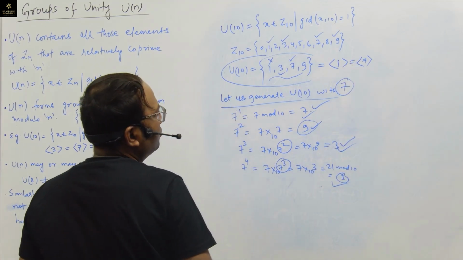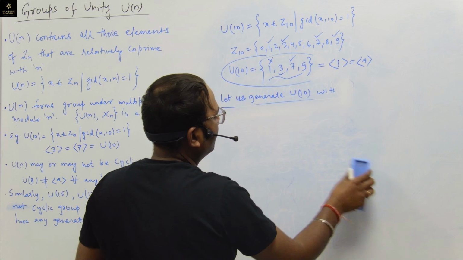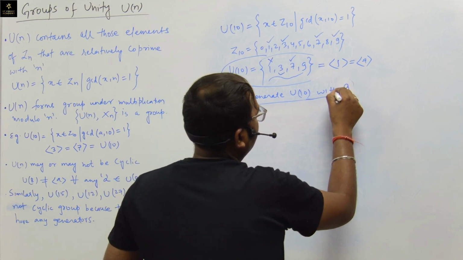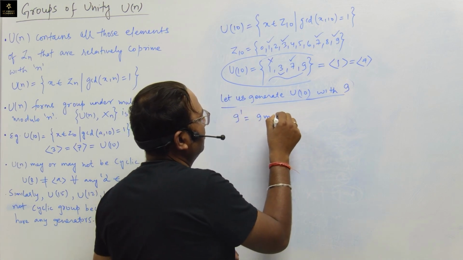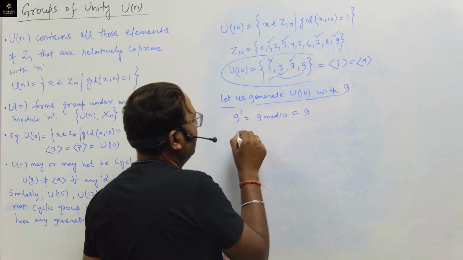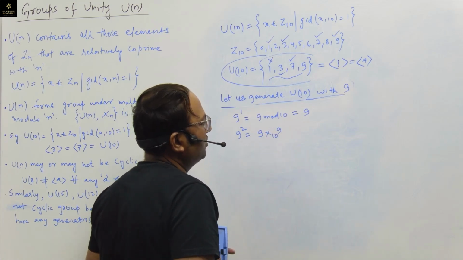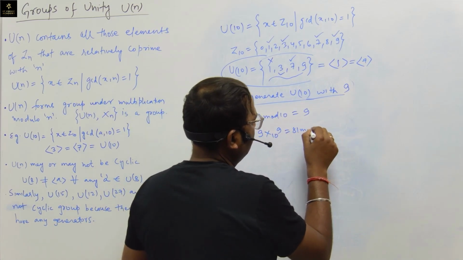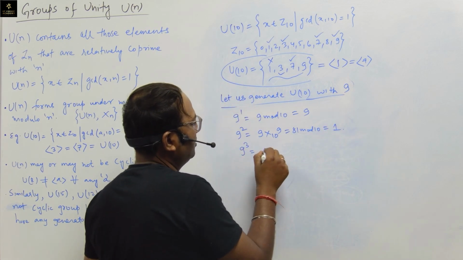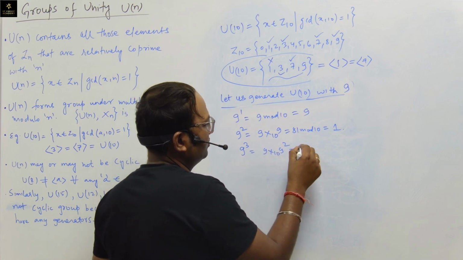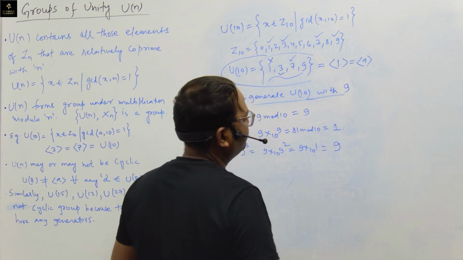Now let us generate U10 with 9. Let us operate 9 one time. This is 9 to the power 1, which is 9 mod 10, so the remainder is 9. Now let us operate this 2 times. 9 square is 9 cross 9, which is 81 mod 10. So the remainder is 1. Now we have 9 cubed. This is 9 cross 9 square, which is 9 cross 1. This is 9 mod 10, so the remainder is 9.